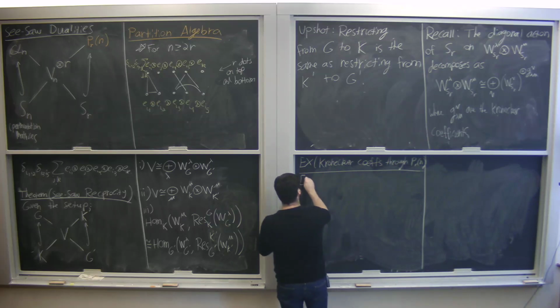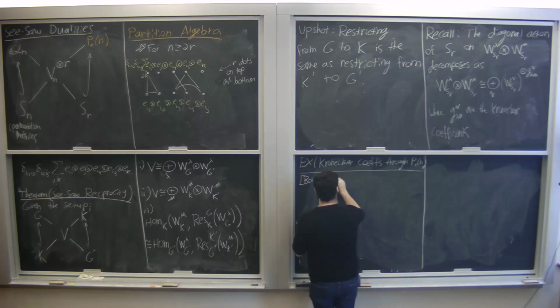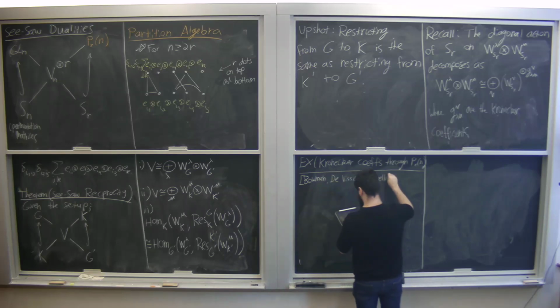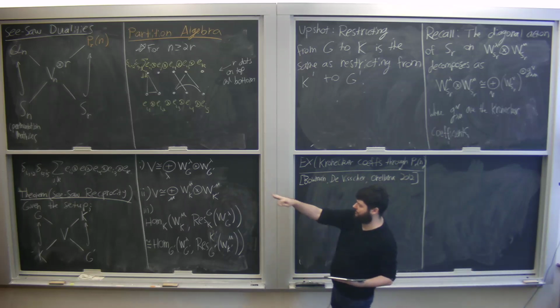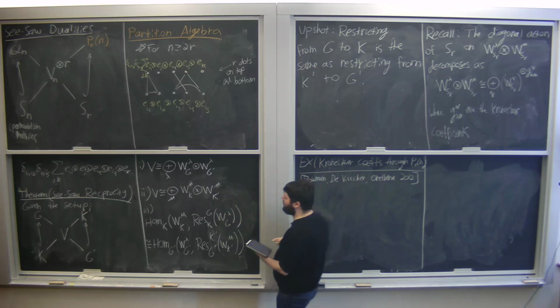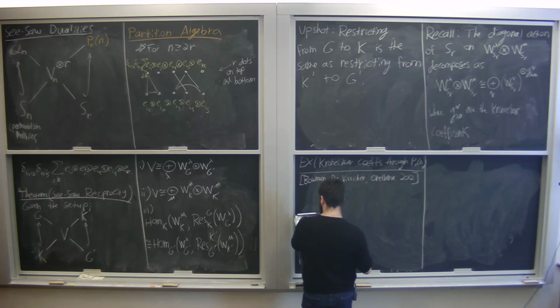And so this is work by Bowman, De Visscher, and Orellana in 2012. What they did is they took this Schur-Weyl duality between the symmetric group and the partition algebra and sort of doubled it in a sense.